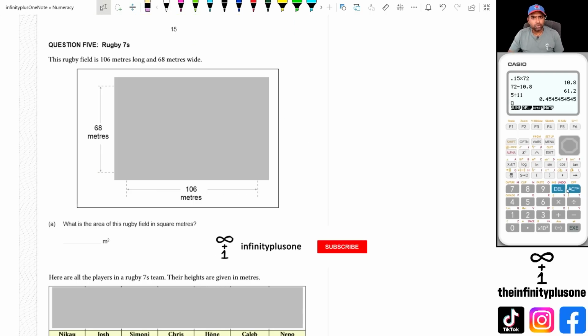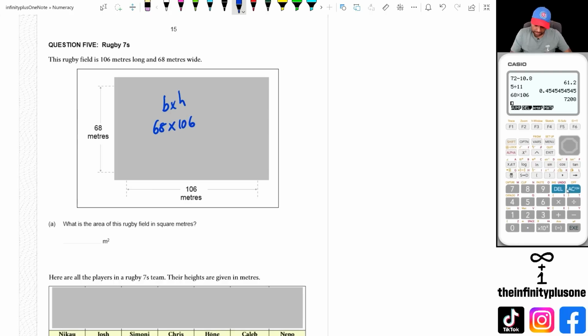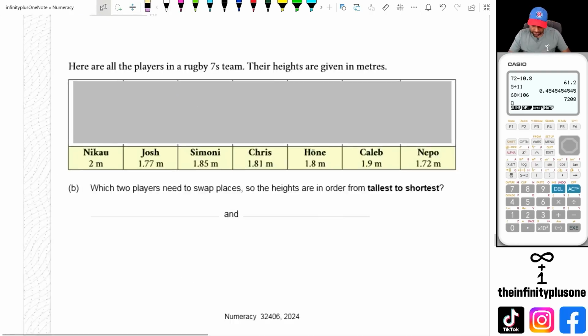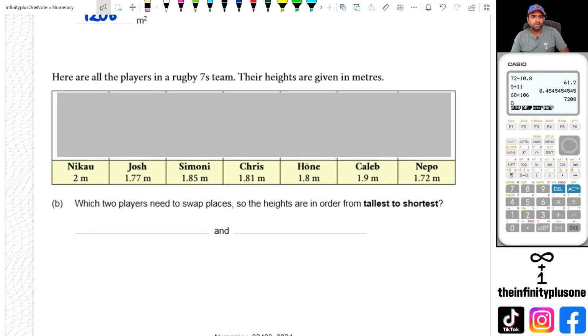All right, so question 5, what we have is area of the rugby field in square meters. So area for a rectangle is base times height. So now 68 times 106. It's going to give us 7,208 meters squared. Next, here are all the players in rugby sevens teams. Their heights are given in numbers. Which 2 players need to swap? So the heights are in tallest to shortest. So Caleb has to swap.